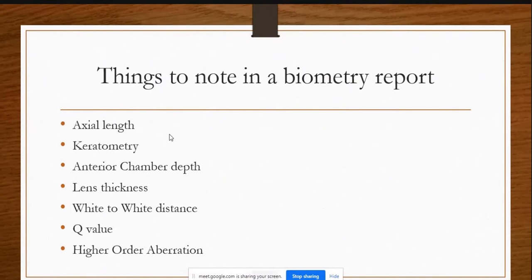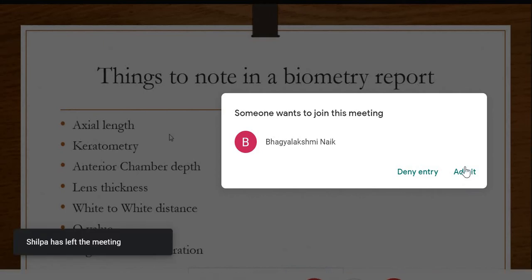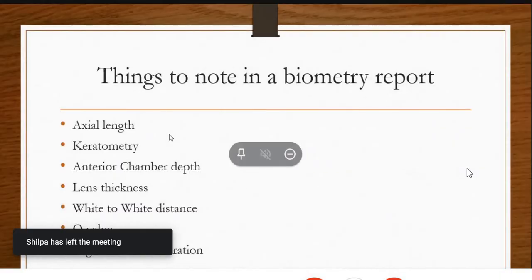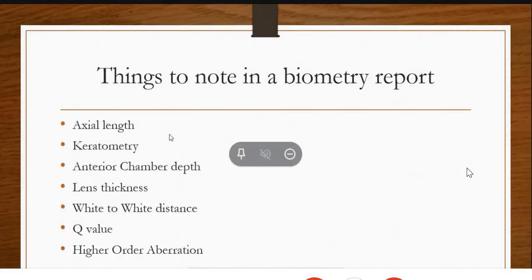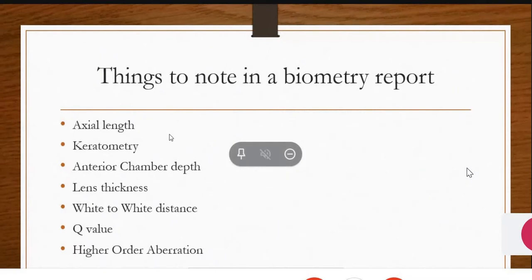Why anterior chamber depth is important is in cases of formula selection. In some formulas, this anterior chamber depth acts as one of the constants for calculation of the IOL power. You can also correlate this anterior chamber depth for glaucoma patients. So mainly for glaucoma patients, whenever you are taking a biometric reading, the anterior chamber depth gives an idea in the formula selection.